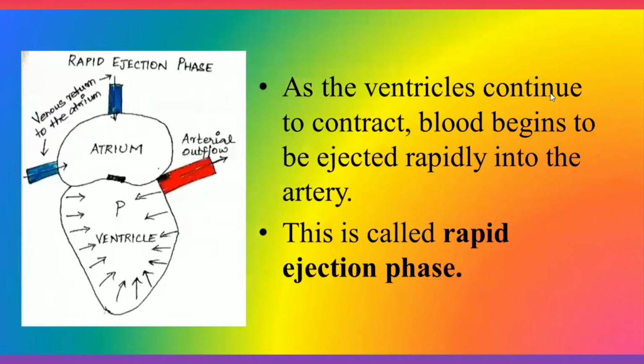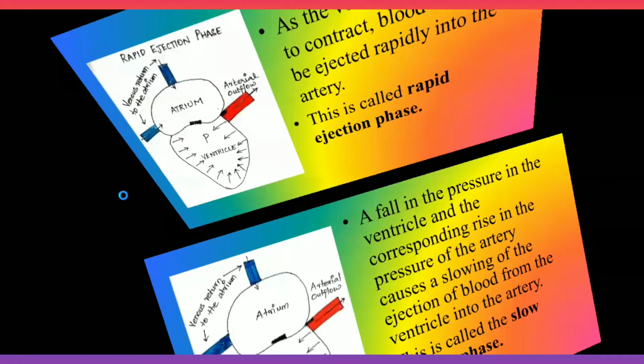As the ventricle continues to contract, what will happen? Blood begins to be ejected rapidly into the artery after the semilunar valves open. This is called the rapid ejection phase. Here there is more pressure, here there is less pressure. From here the pressure will go into the artery, that is the outlet artery. This phase is called the rapid ejection phase.